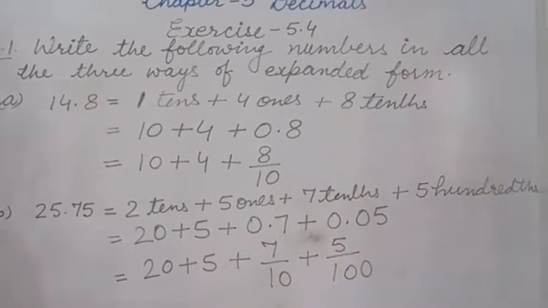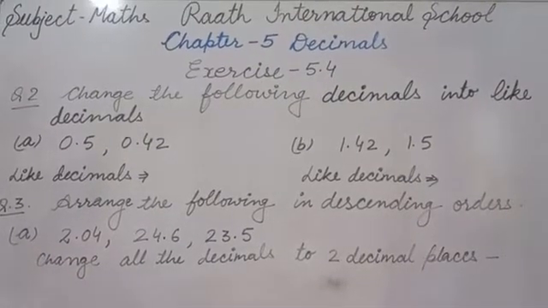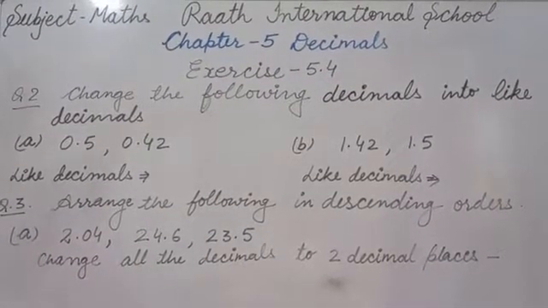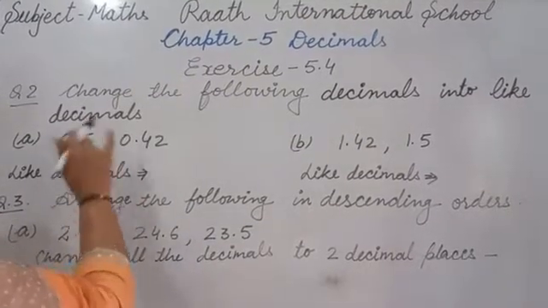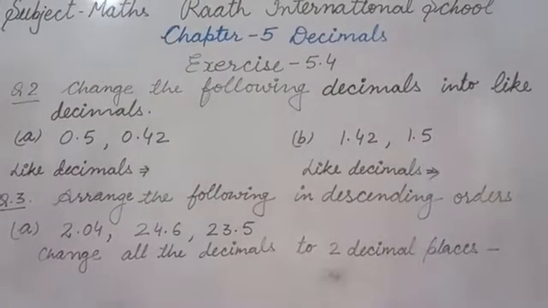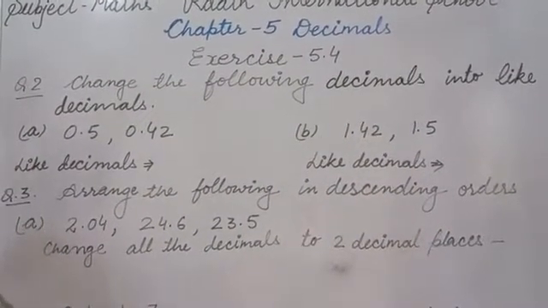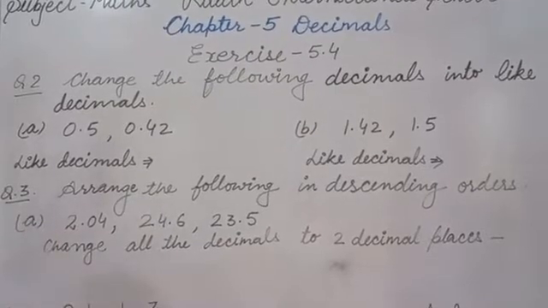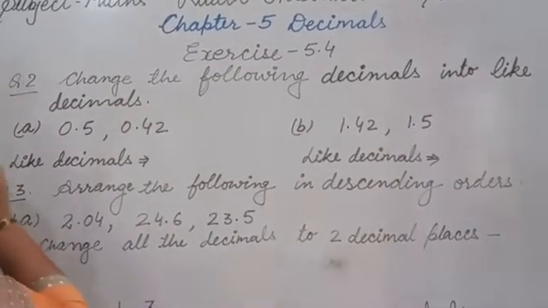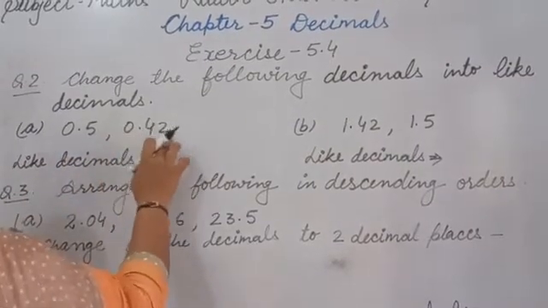Okay. Now after that, question number 2. Change the following decimals into like decimals. You have to change all the decimals into like decimals. Like decimals means you should make the same number of decimal places. Okay, so A part is there. There is 0.5 and 0.42.